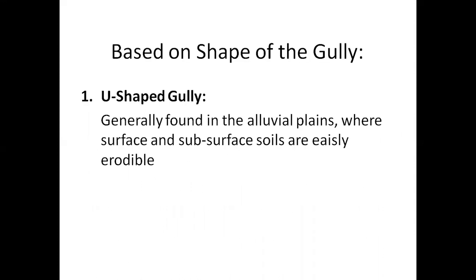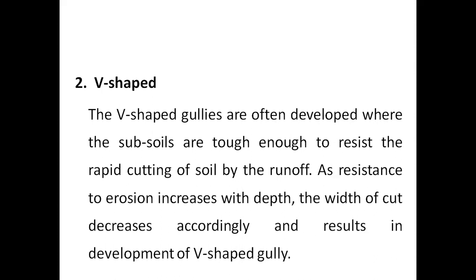U-shaped gullies develop in alluvial plains because of the smooth soils, and V-shaped gullies develop in mountainous or hilly areas, as there are tough soils with more resistance to erosion.